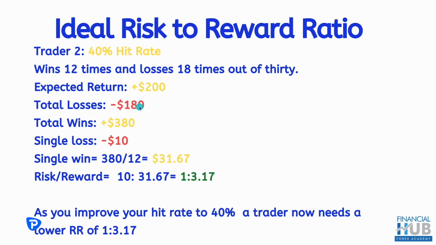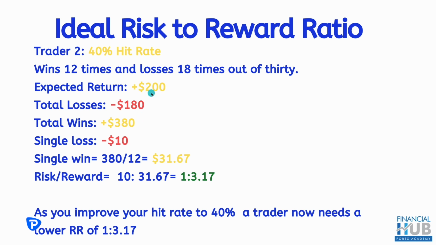So again, same concept. How do we get our total wins? We get our total wins by adding our losses to our expected return. If I've already lost $180 and I need to make $200 at the end of the quarter, how much did I make on my wins? So that is 200 plus 180, which comes to 380. So you can notice, if you now subtract your losses from your wins, you get your expected return again, which is $200.